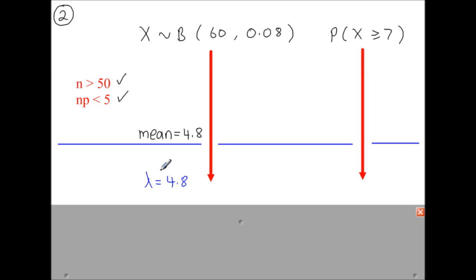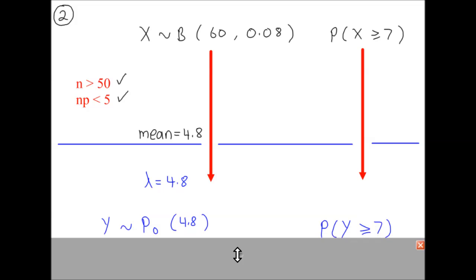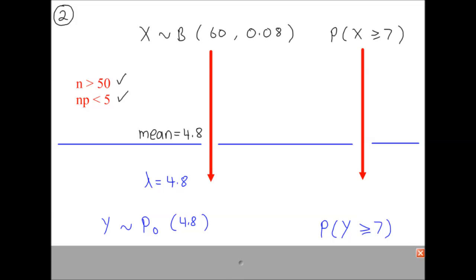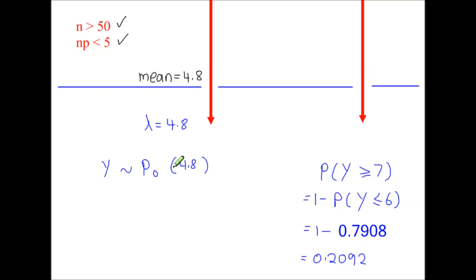So lambda is 4.8, which is the mean of the binomial, so we have the following problem to solve using a Poisson approximation. There is no continuity correction on this side, we're going from a discrete to a discrete distribution. And using the Poisson tables for a lambda value of 4.8 gives us this.